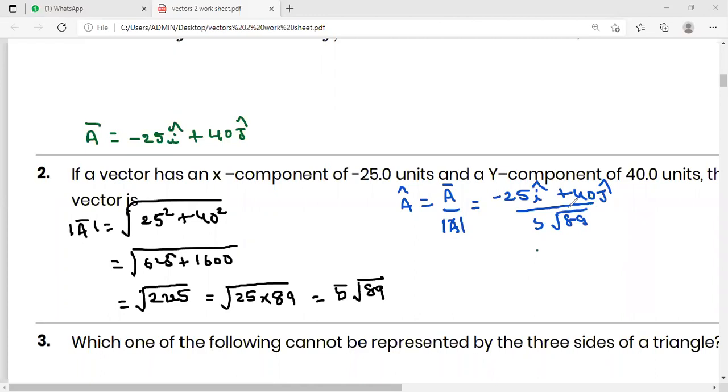If it is the vector, what is the angle made by this vector with the x-axis? From the x-axis, if you want to find out the angle made by this vector, then we can write tan theta is simply y component by x component. If angle theta is taken from the x-axis, the formula is always tan theta equals y by x. What is the y component? 40. X component, minus 25. That will be minus 8 by 5.